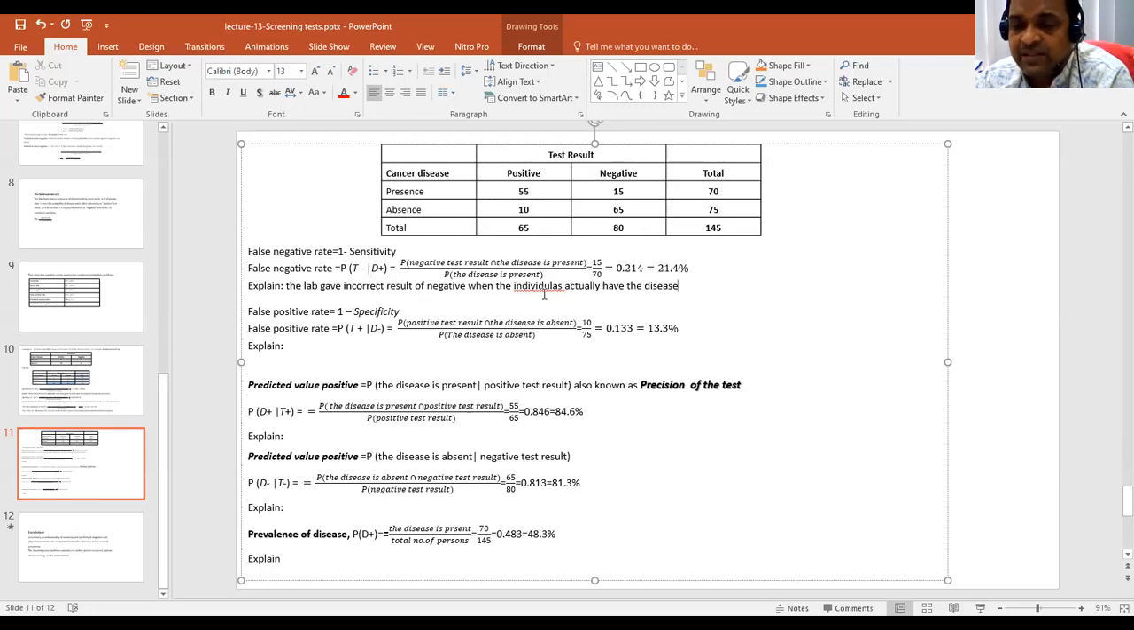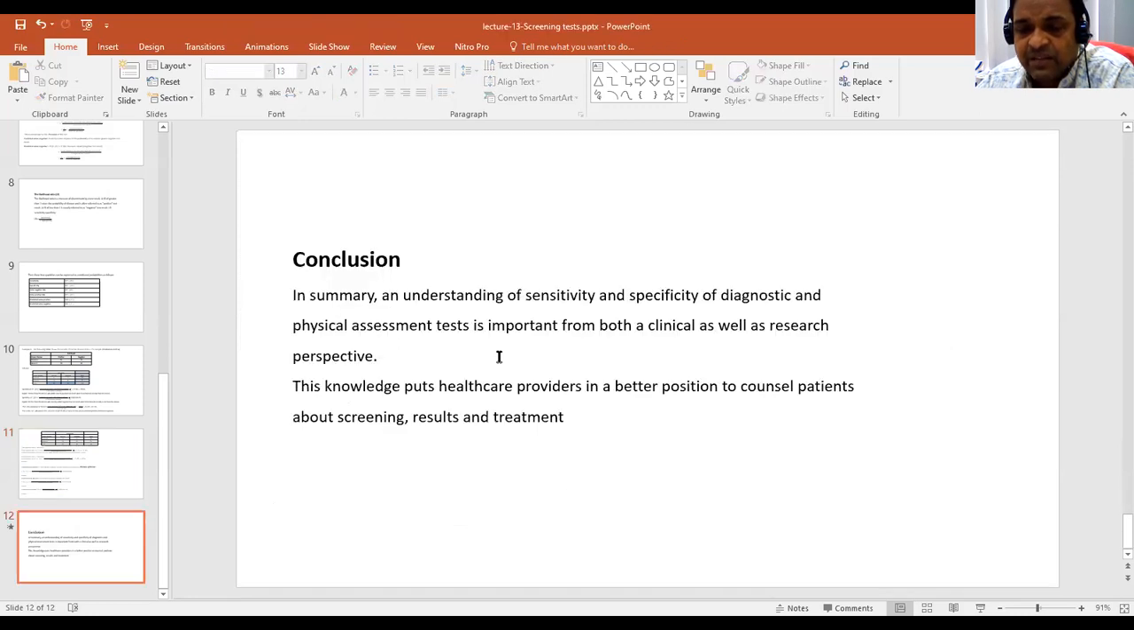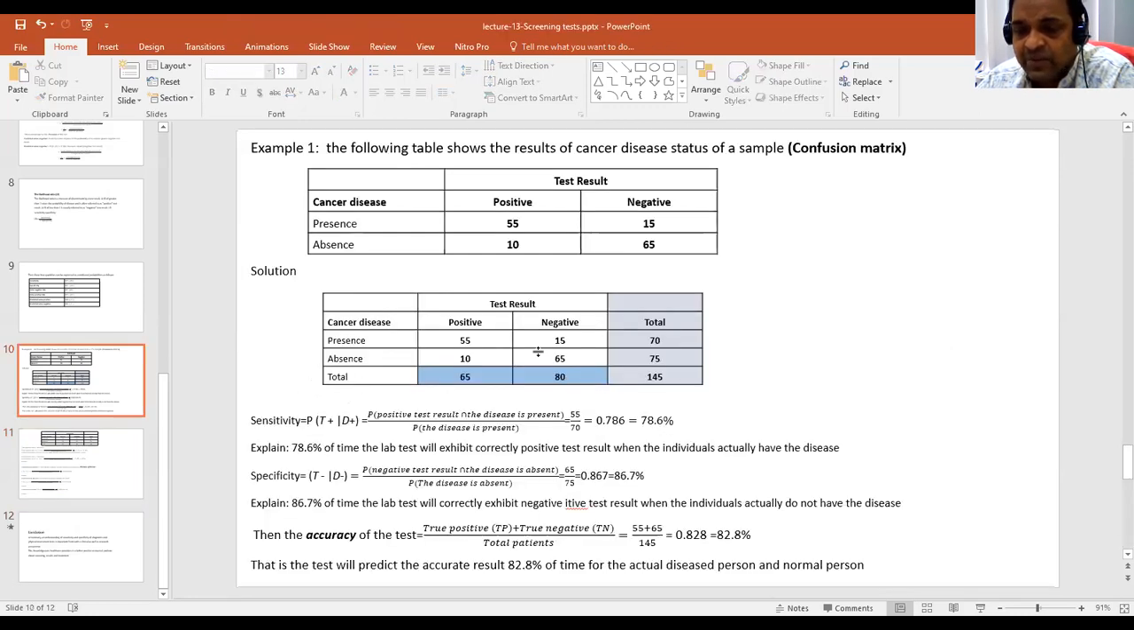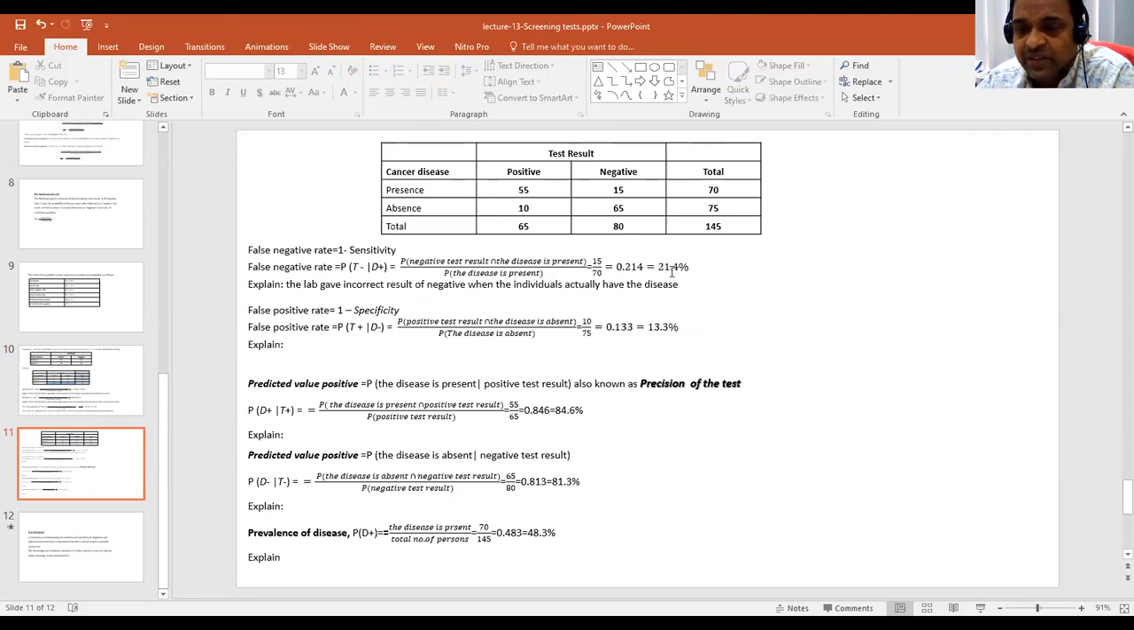So the lab test gives a negative test result, but the individual actually has the disease. This is nothing but the false negative rate, which is 1 minus sensitivity. Do you remember the sensitivity we got? That is 78.6. So if you do 1 minus 78.6, you will get 21.4. So this is nothing but 1 minus sensitivity. But we can also calculate it from the conditional probability: the negative test result, given the individual actually has the disease.